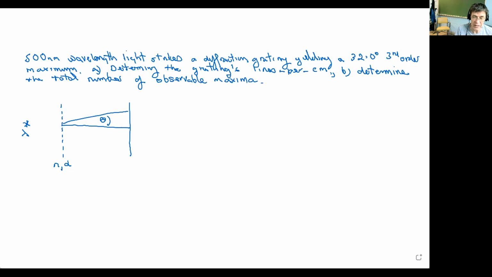And then the second thing is, in total, how many maxima, from the central maximum through the first order maxima and so on and so forth? What is the total number of maxima we see in the diffraction pattern of the diffraction grating?